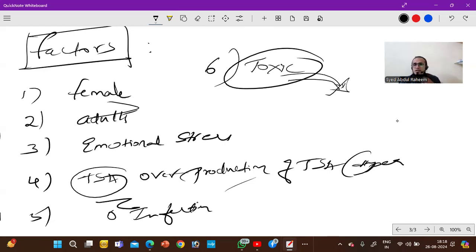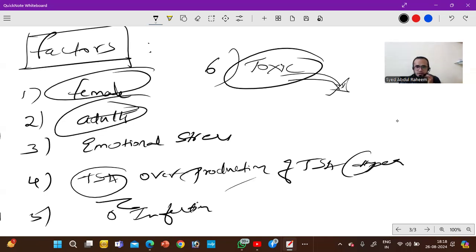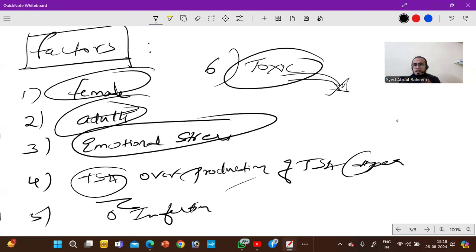So more than males, we can say there is female dominance in hyperthyroidism. Adults are affected, and the main causes are emotional stress and over functioning of the pituitary gland, which causes excess secretion of TSH, thyroid stimulating hormone. And infection in the body: if there is infection attacking the gland, the thyroid gland produces more T3 and T4, which leads to hyperthyroidism. And next is toxicity, which also leads to hyperthyroidism.